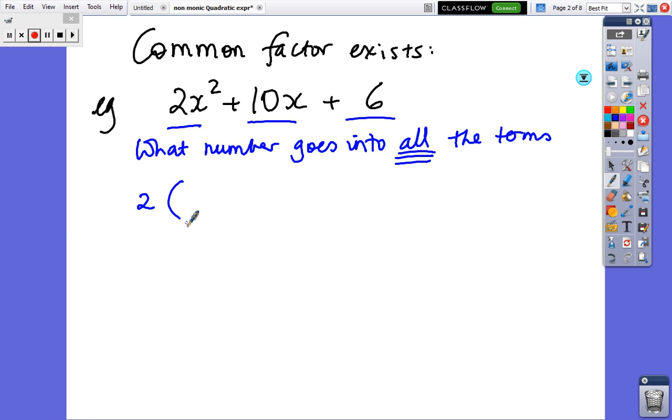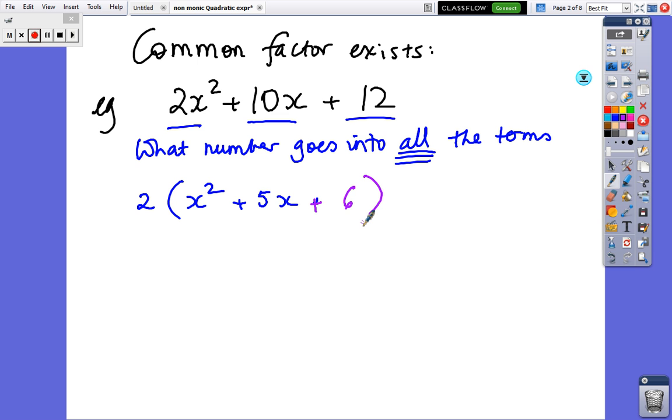So if you divide 2 into 2x squared, you get x squared. If you divide 2 into 10x, you get 5x. And you divide 2 into 6, you get 3. Now, I don't like that question, I'm going to change that because that doesn't actually factorise. So I'm going to make that a 12, just so we can get an answer. That's my fault. So change that one to 12, so that'll be a 6.